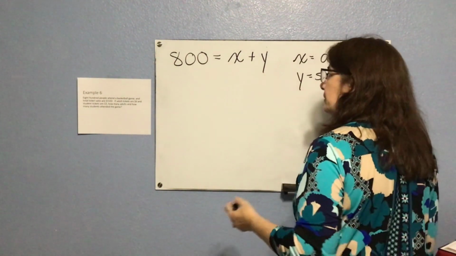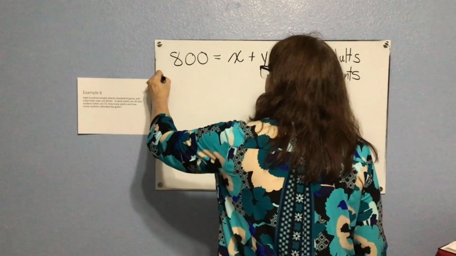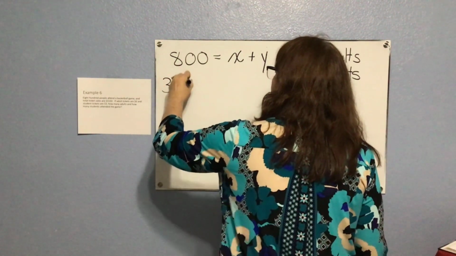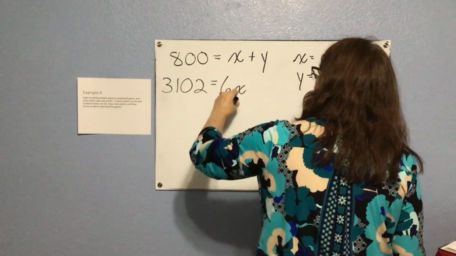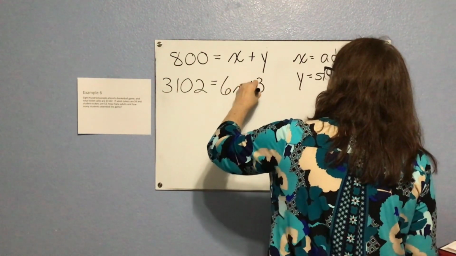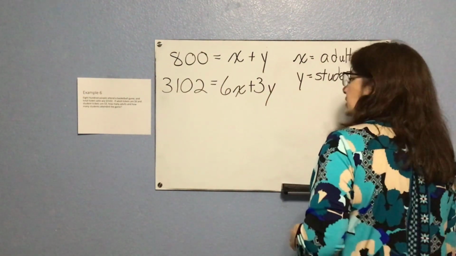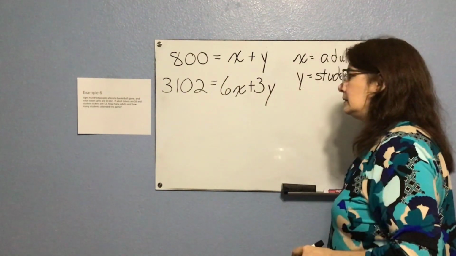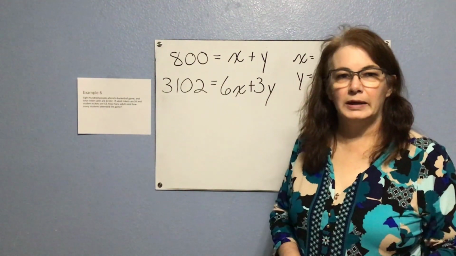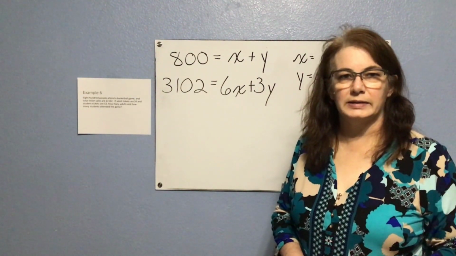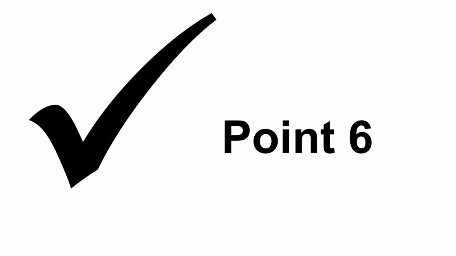We need an equation to represent the money. $3,102 is equal to $6 for each adult plus $3 for each student. Solving this system is your checkpoint 6. Stop the video and work that out for yourself now.